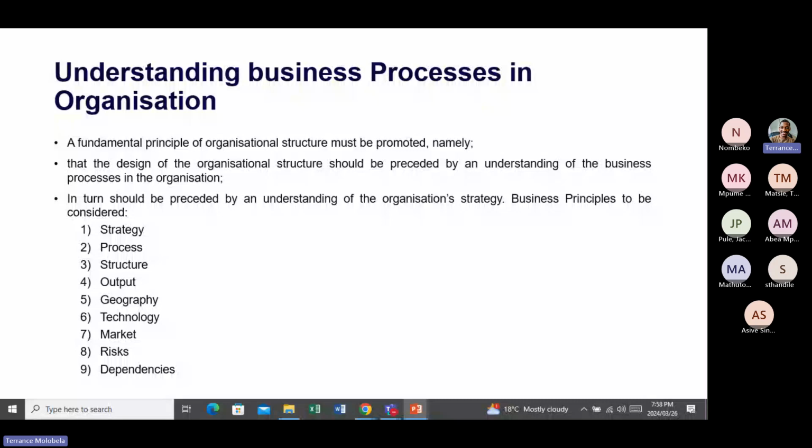Then also check issues of technological advancement. How is technology affecting your organization? And how is the market reacting to that? As the market reacts, what are the risks that you must be aware of? And what are the dependencies that you must be aware of as well? Those are the principles that you must be aware of. These principles are defined and discussed well in your study guide, very, very important under learning unit number 3.